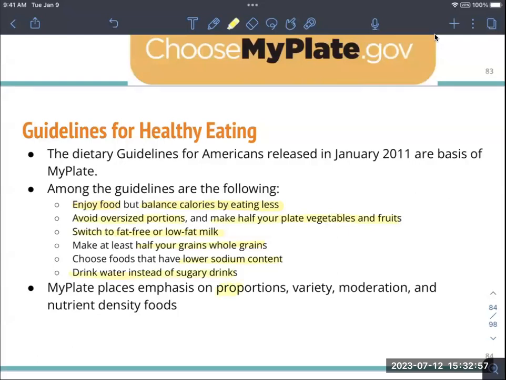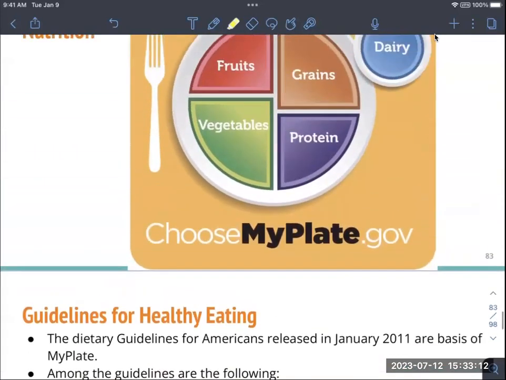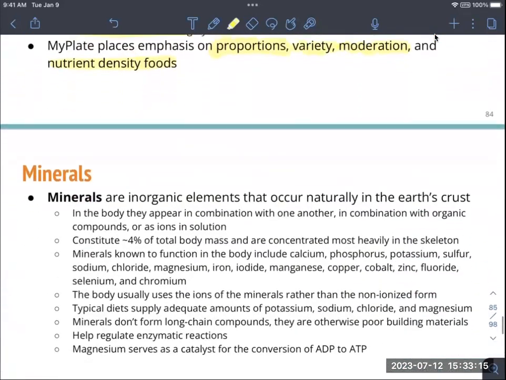Why they turned it into that picture of the plate is because they're trying to get people to eat proportions, in moderation, eat variety, and try to eat some nutrient-dense foods. This was their main reason for switching to this visual versus that food pyramid.